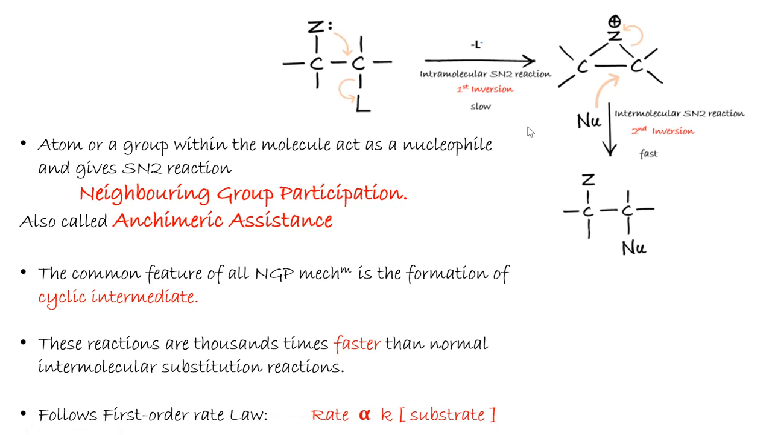And one more important point, that is NGP reaction follows first order rate law. Here you can see as the attacking nucleophile and leaving group are both present on the same molecule, that is within the same substrate, the rate is directly proportional to the concentration of substrate. So these are some important points about NGP. Let's see some examples about NGP now. In case of NGP, there are some groups or atoms which show anchimeric assistance. Let's see one by one.